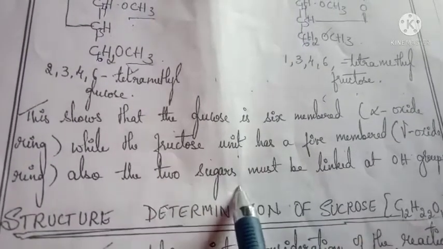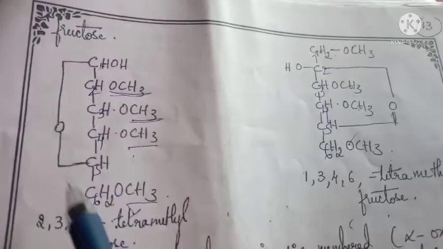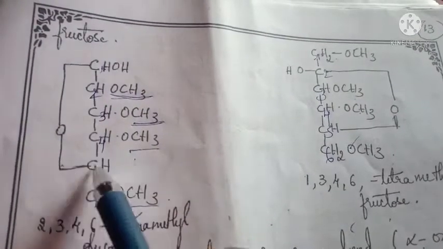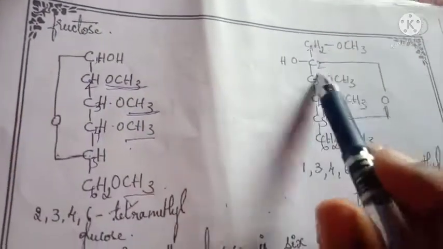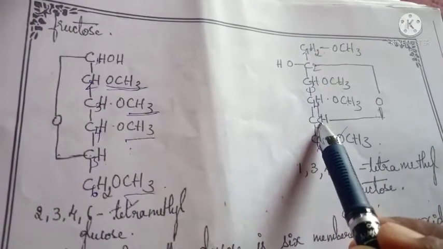Also the 2 sugars must be linked at the OH group. These 2 sugars are linked at the OH group. Okay, here you have to carefully observe.